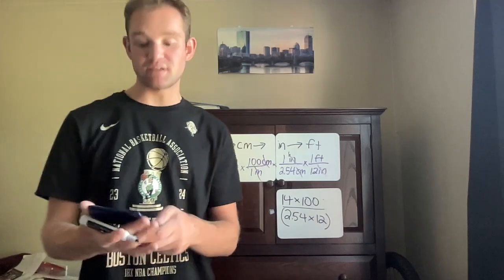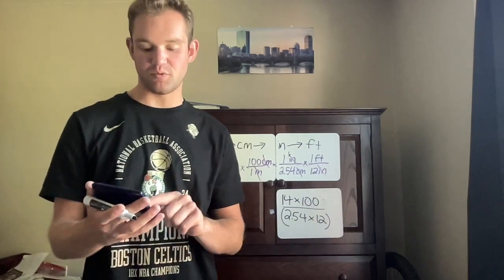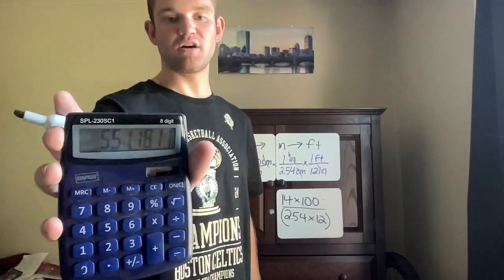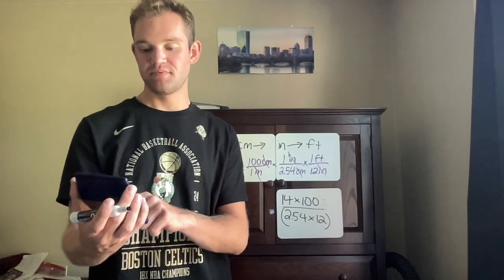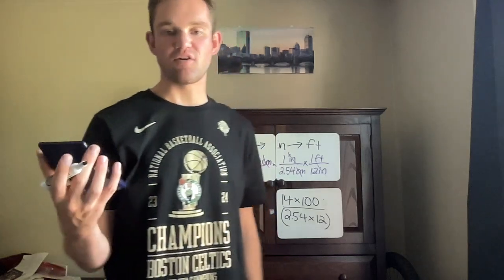Now what do I do? I'm just going to hit the divide key and divide by 2.54 and hit enter. When I hit enter, I get this really long, annoying number. You have to keep this entire number if you're going to do another step. So we're going to divide again by 12 and hit enter. I have 45.93. It's a very long number.